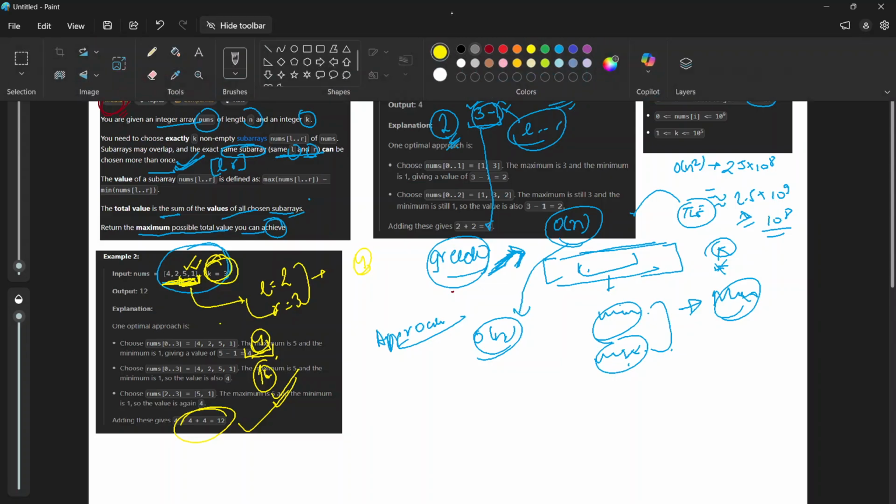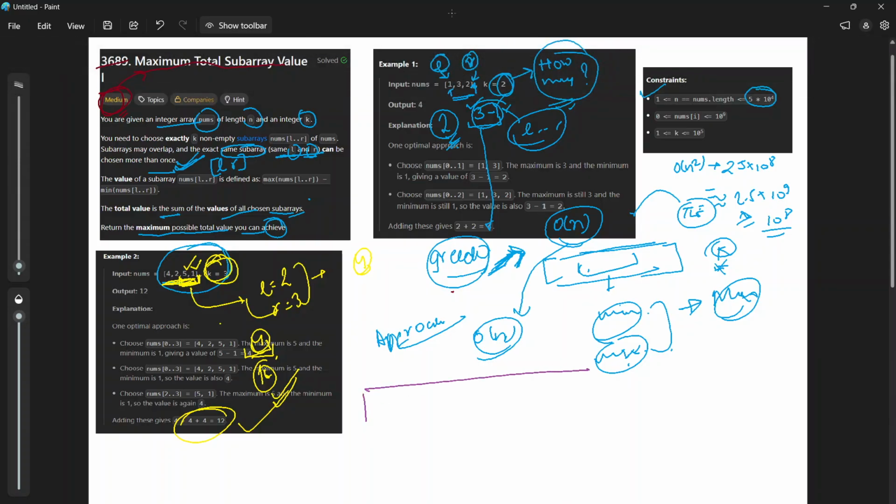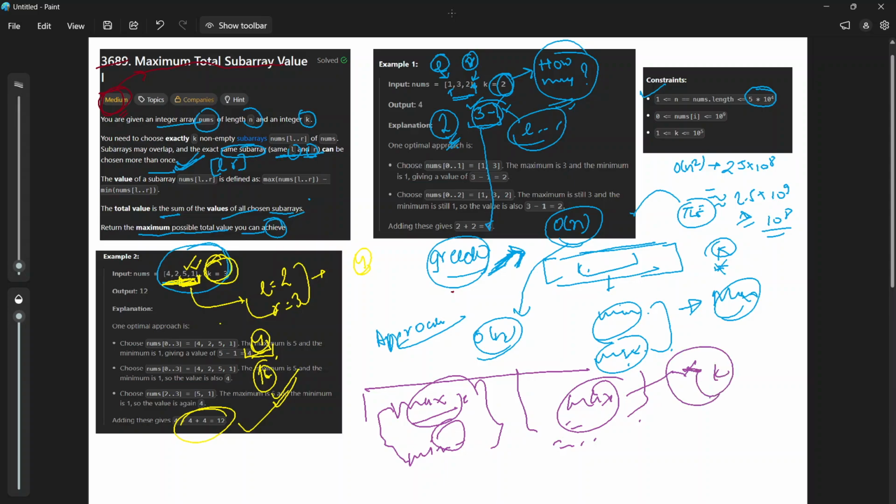So what is the solution of this problem? How can we approach it? The basic approach is that we will find the maxima and the minima of the array. After finding the maxima and minima, we can find the maximum difference between them, and then we will multiply it with k. So it's an easy problem.